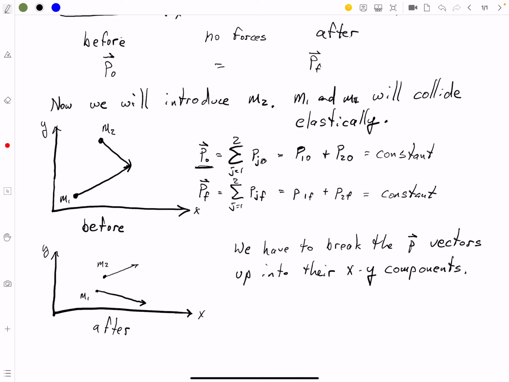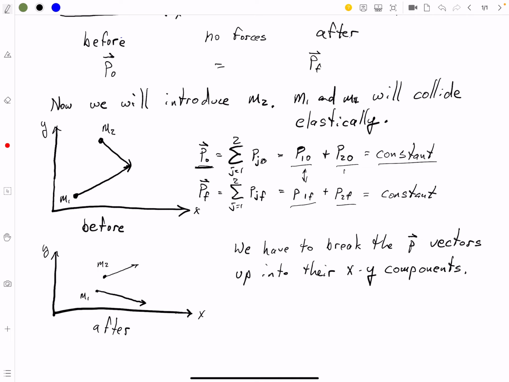So we're going from 1 to 2, n equals 2 in this situation. So it's easy to write out n equals 2. We've got P10 here and P20 there. We know that's going to be a constant, all right? We've shown that already, hopefully. And we're going to do the same for final. And we're going to note that the sum of P_jF is also a constant. So we're going to add this one to this one.